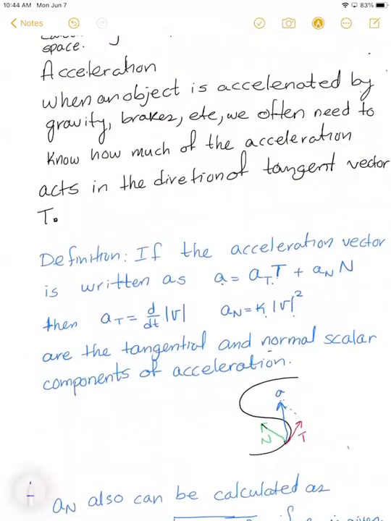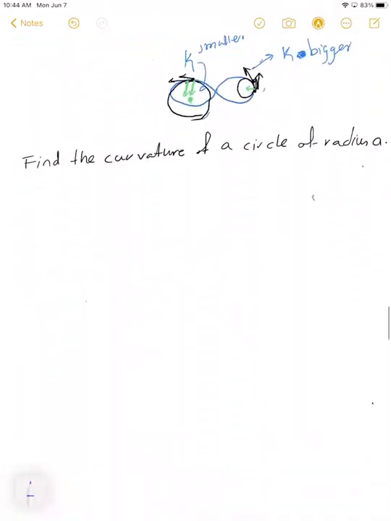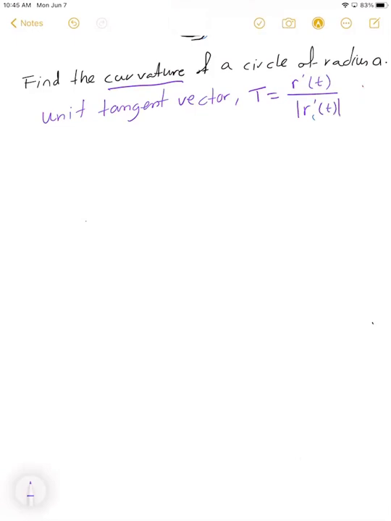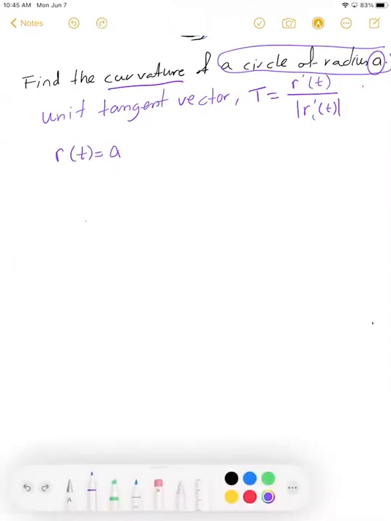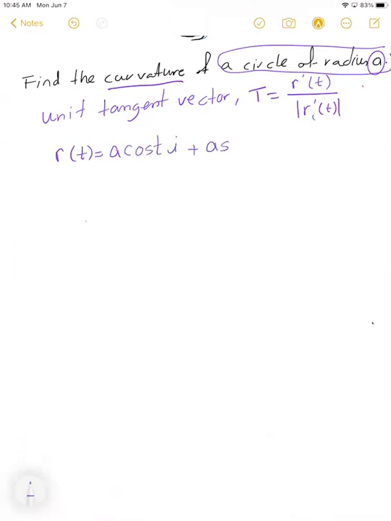So before I go over acceleration and torsion, I would like to do an example, or a couple of examples. One is to find the curvature of a circle of radius a. So to find the curvature, I need to find the unit tangent vector T, which is equal to r prime of t divided by the magnitude of r prime. So first I have to find r. Since we have a circle with the radius of a, then r of t can be expressed with the radius. If it's a, then we put an a. If this a is 9, then we put a 9 here. But it is a, so we get a cosine t i plus a sine t j.